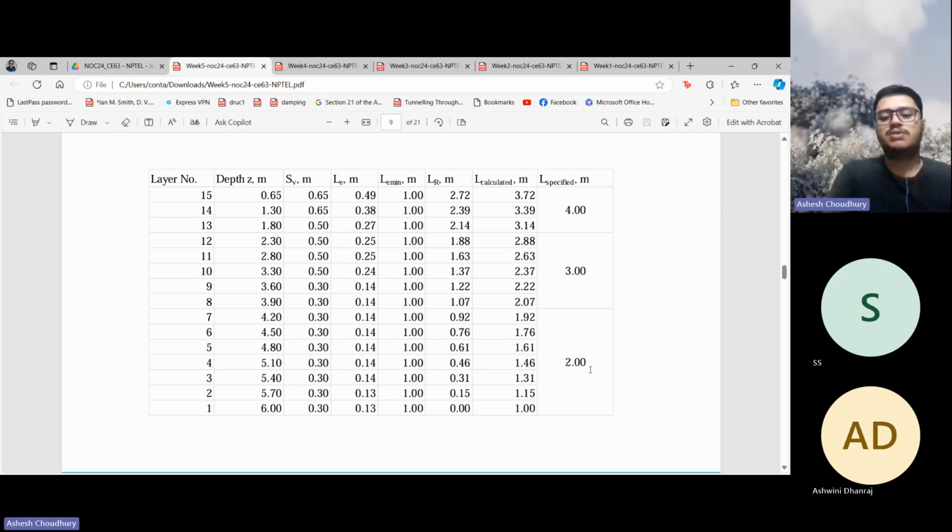Then we can decide the total length. So for this to this much you can give 2 meter, this one you can give 3, it is up to you. Okay, it is up to your discretion how to design thereafter.